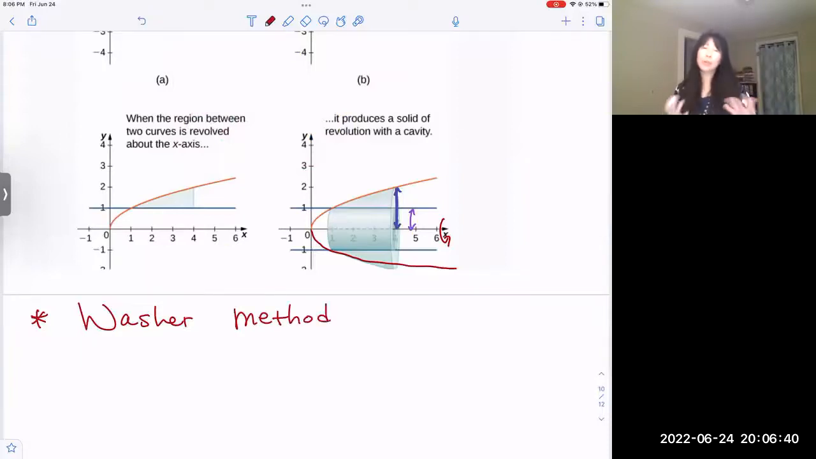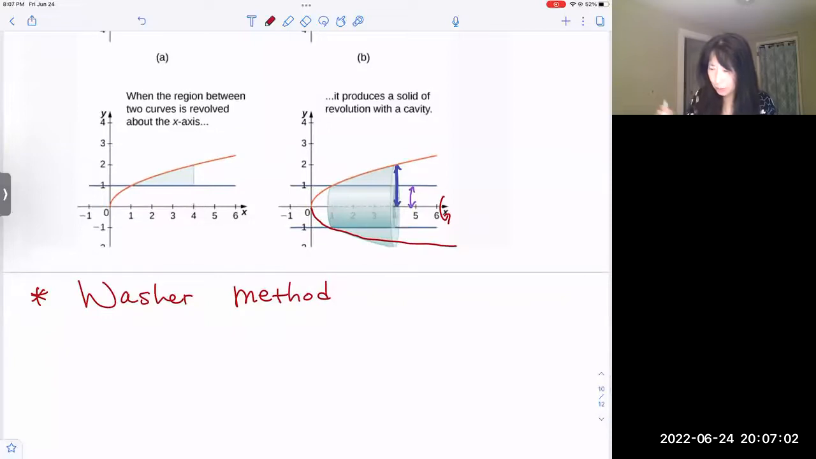Then in order to use the washer method, we have to graph, and then check whether they have a hole in the middle or not, okay? So then look, let me make it a little bit shorter. I just skipped all the words. And then the volume will be from A to B.